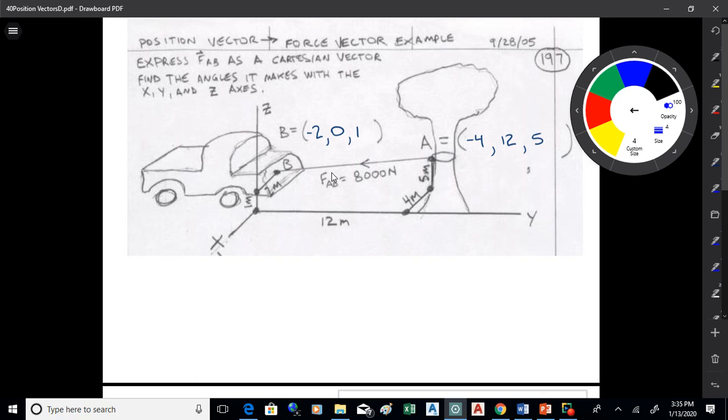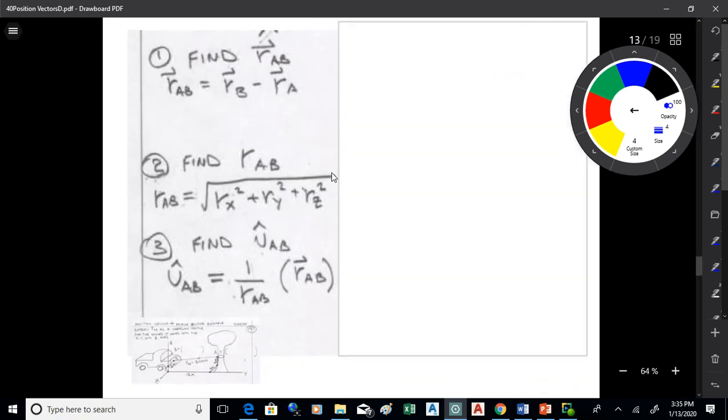Now I'm looking at it from the perspective of the tree and how that cable is pulling on the tree. It's got a magnitude of 8,000, and so I want a position vector. I'm going to try and make that into a force vector. So I want the position vector from A to B. So I'm going to take what? B minus A, right? So let's line up B, put A under it, subtract it, and get the position vector that goes from A to B. And then after we do it, we look at it and make sure that it makes sense, that it looks reasonable. Okay.